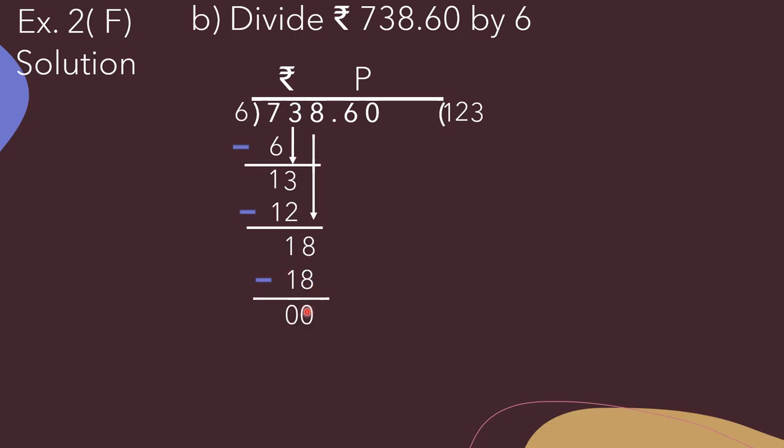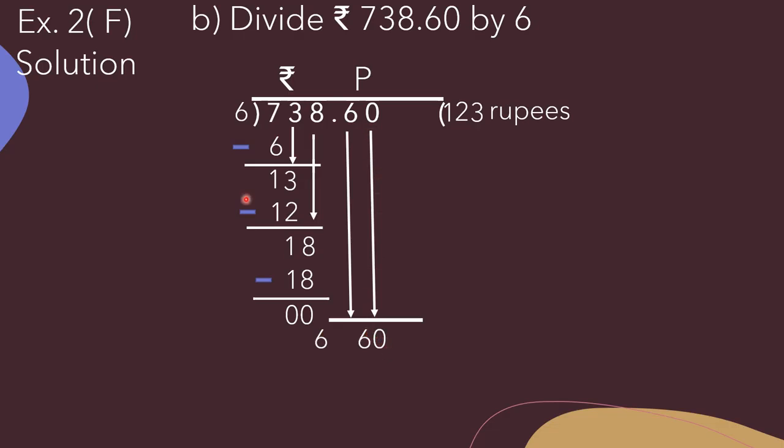So 8 minus 8 is 0 and 1 minus 1 is 0. So here, in the rupees column, 123 rupees are there in the quotient place. Now we have to bring down the paise, that is 60. Now we have to divide this 60 by 6.